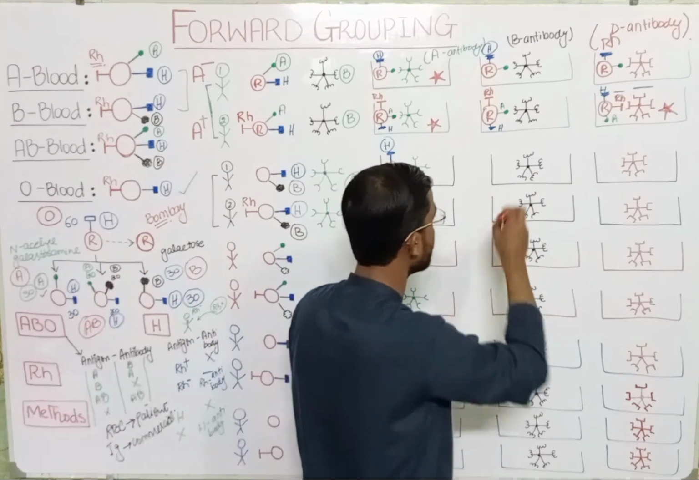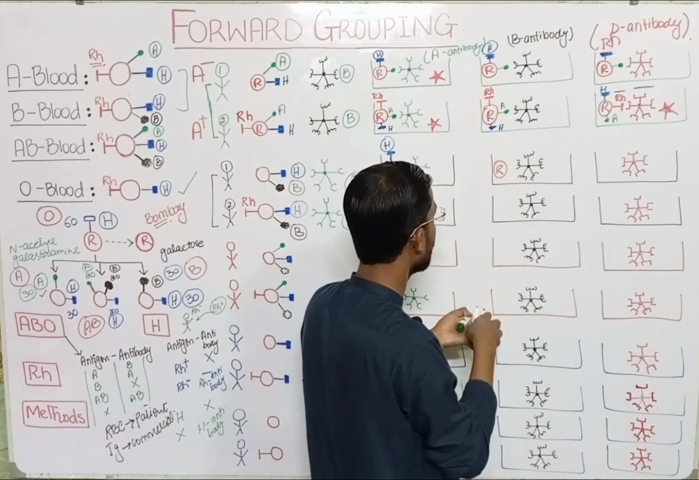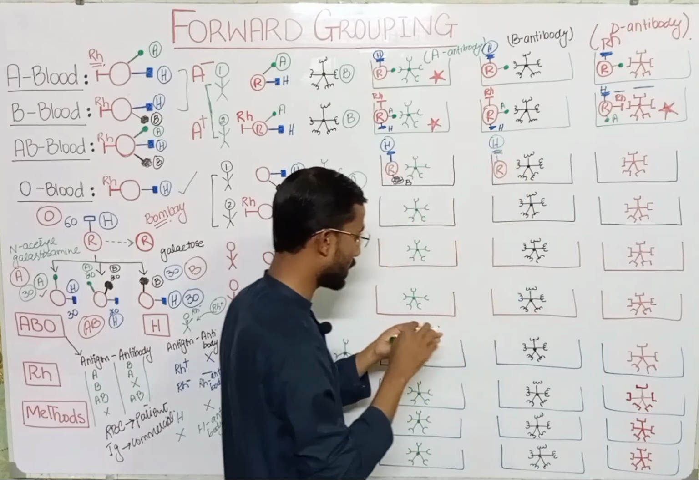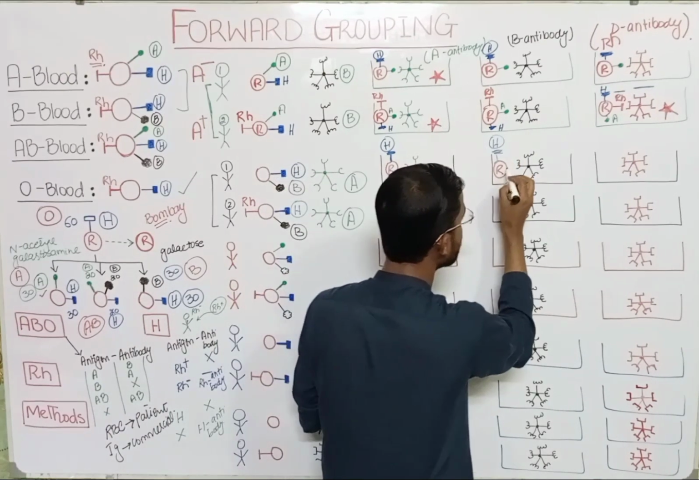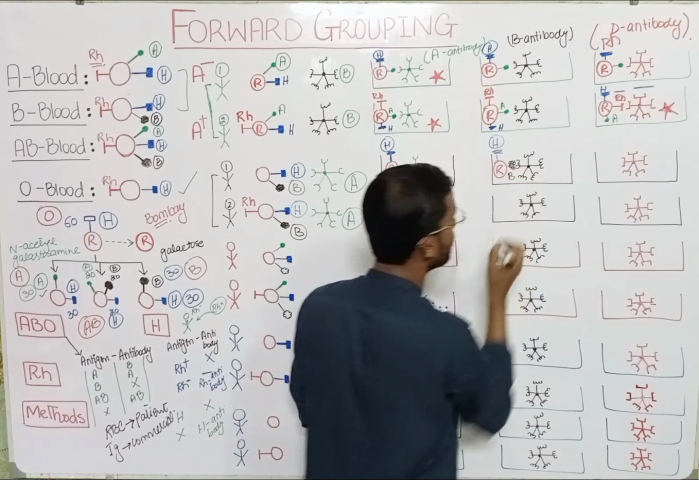And here you also see this is the red blood cell, and in that situation you will see first the H antigen, and you will also see here is the case. In that situation, you will see the B antigen.